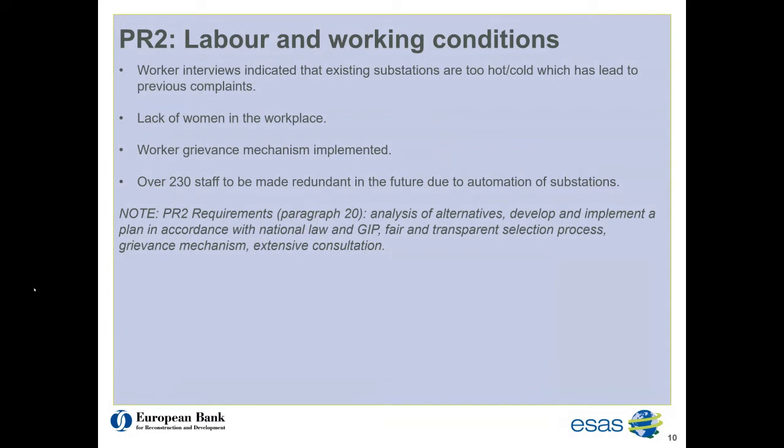a recurring grievance. Whilst the worker grievance mechanism had been implemented, not all workers were fully familiar with the process. And of additional concern was the way in which the retrenchment would be implemented by the client in the future due to the automation of substations. And PR2 under paragraph 20 contains some specific requirements associated with the planning and implementation of a retrenchment programme.